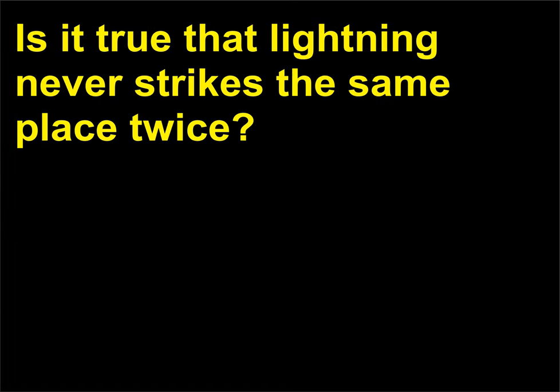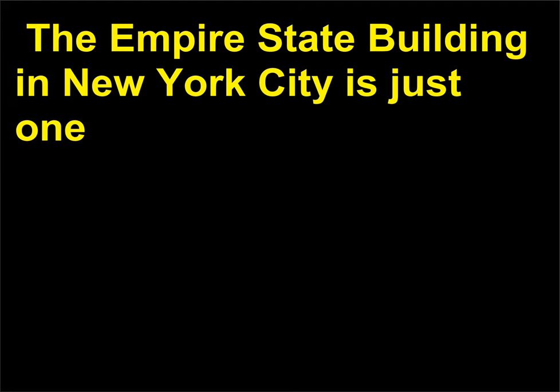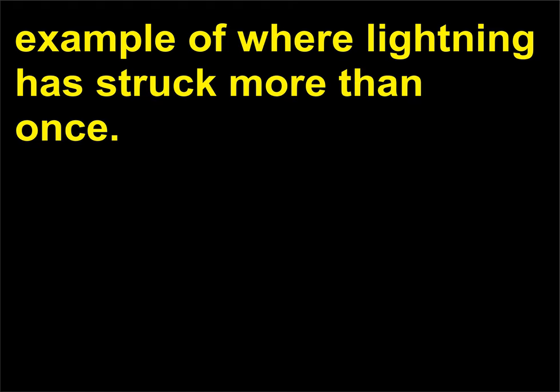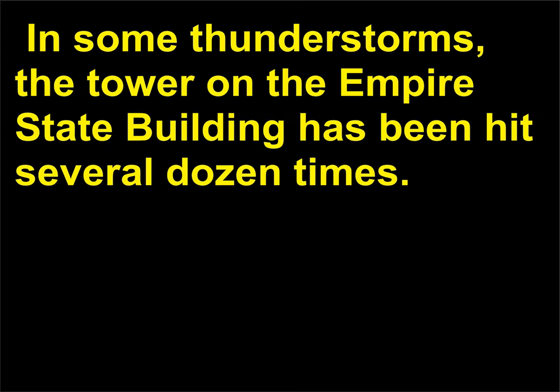Is it true that lightning never strikes the same place twice? This is absolutely false. The Empire State Building in New York City is just one example of where lightning has struck more than once. In some thunderstorms, the tower on the Empire State Building has been hit several dozen times.